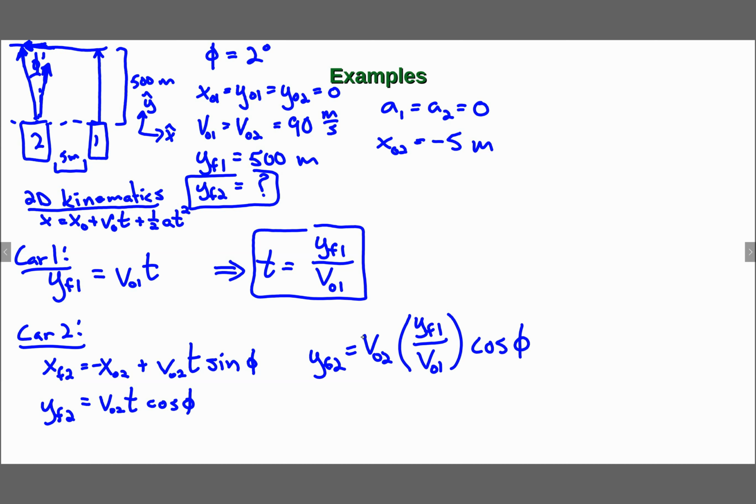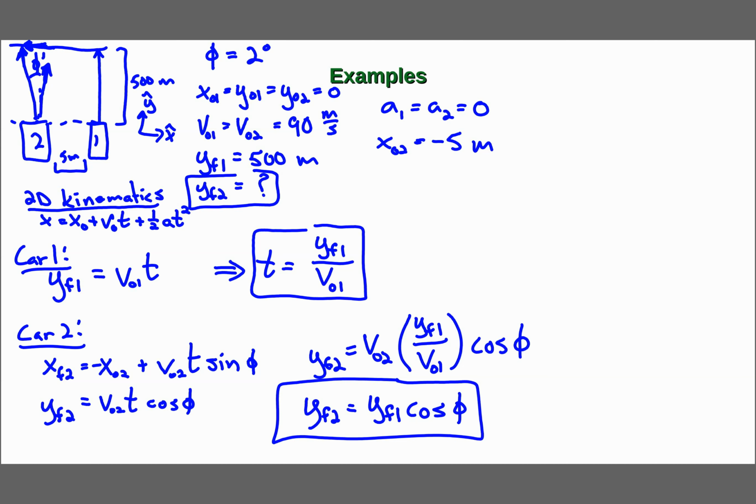And remember that V naught of 2 and V naught of 1 are actually the same. So YF2 equals YF1 cos phi. And then technically, the question asks us how far behind is it.